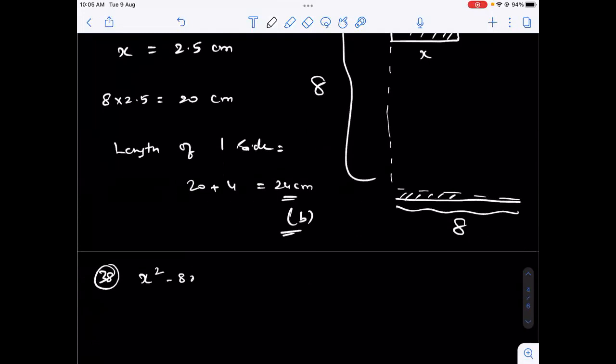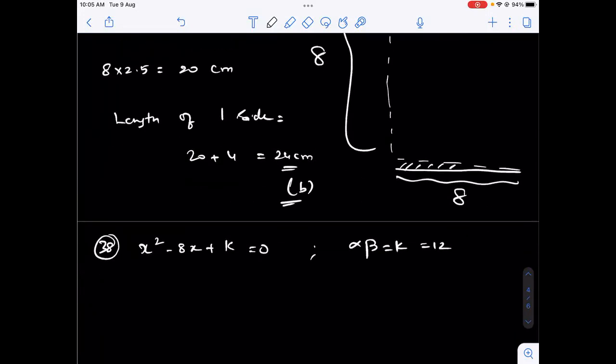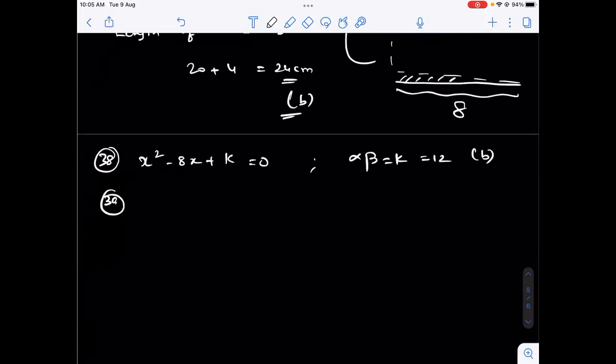X square minus 8x plus k is equal to 0. Is that right? So product of the roots alpha beta is equal to k. That is equal to 12. So what is the value of k? Option B is the right answer. 39. The roots of root 2 x square minus 3x plus root 2 is equal to 0 is how much?